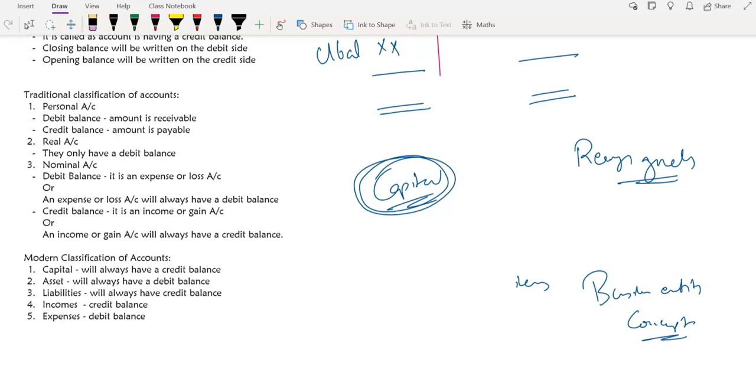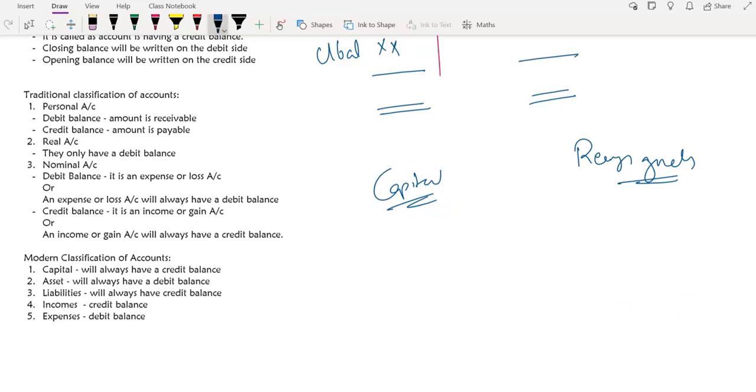Now because they are two different persons, when we are taking this capital, what is it showing? That the money is payable. From the business perspective, this capital balance is payable to the owner. All right, so therefore the personal account, if it is showing credit balance, it means the amount is payable to that particular person. Now real account, let's take the example of cash.